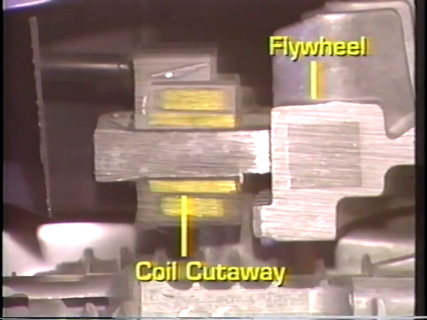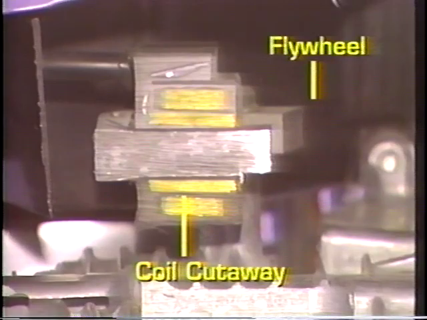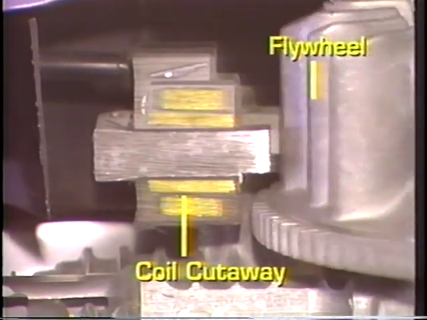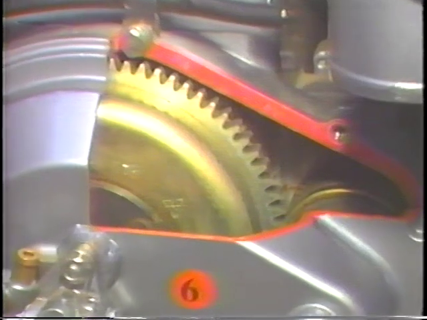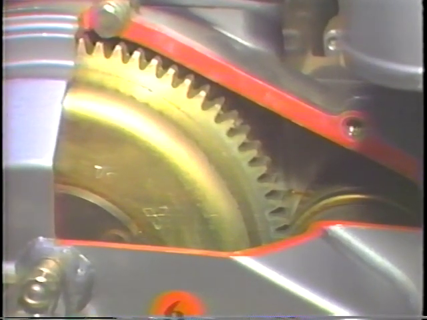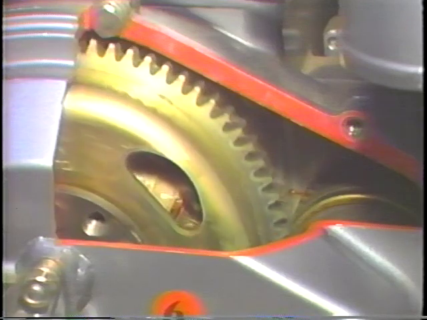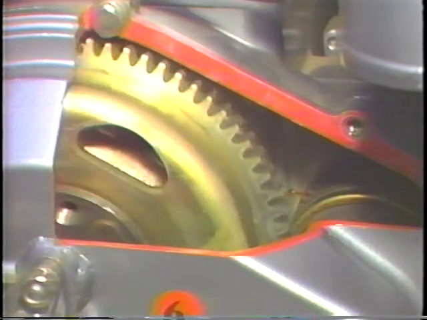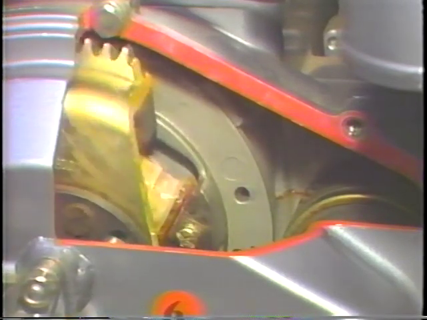This is a cutaway of an actual ignition coil. It is bolted to the engine case so that it is close to the flywheel. Other designs, like this one, position the ignition coil inside the flywheel. In either design, as the flywheel rotates, the permanent magnets pass next to the coil. The magnets are often cast into an aluminum flywheel.